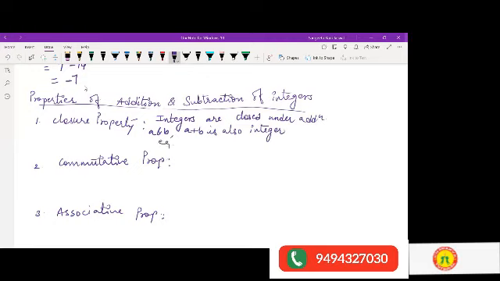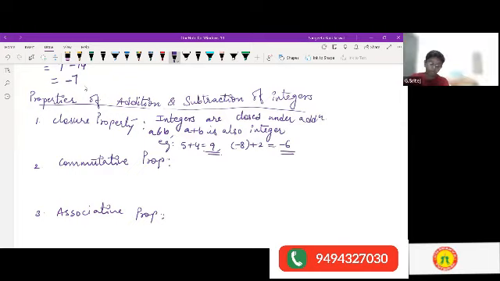For example, if you take 5 plus 4 equals 9, and you have minus 8 plus 2, you take any sort of integer, the end result will also be an integer itself. Is that understood? Yes. That the sum of two integers is an integer. This is what the closure property tells us.